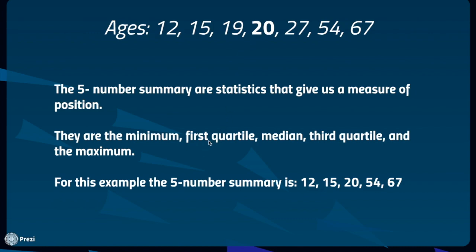So the first quartile is also nicknamed Q1. It represents the middle, or the median, of the lower section of the list. And if there are 3 numbers in the list, the middle of that lower part of the list is just 15. So Q1 would be 15. And likewise, the third quartile, also nicknamed Q3, would be the middle, or the median, of the upper half of the list. So 54 would be the upper quartile.